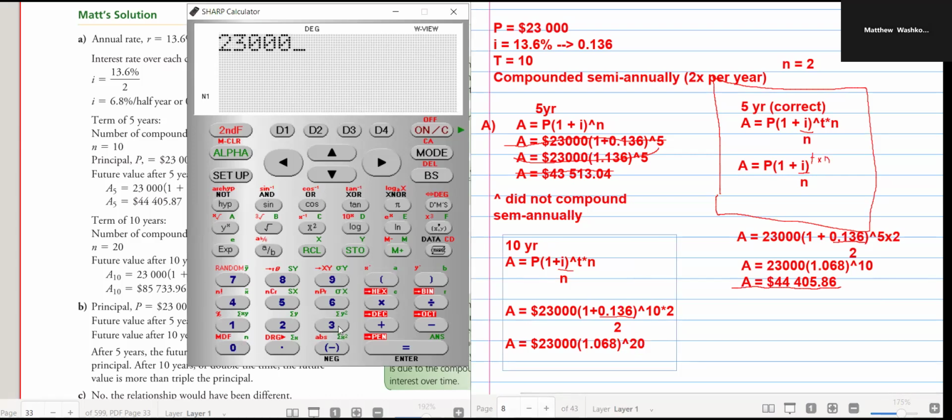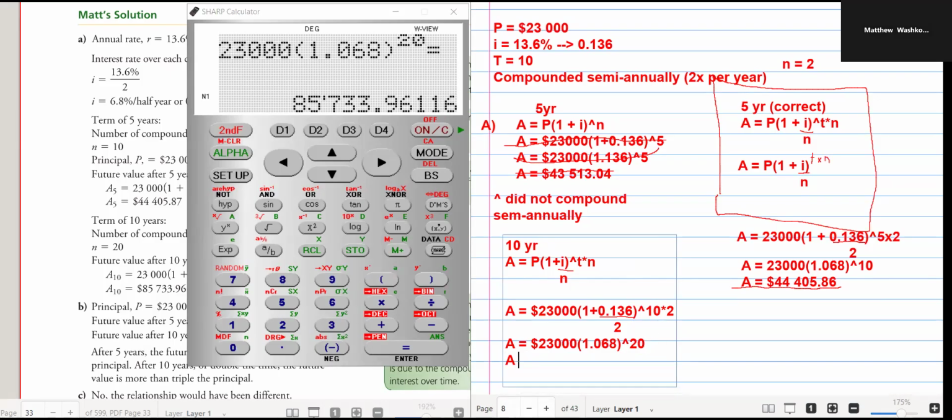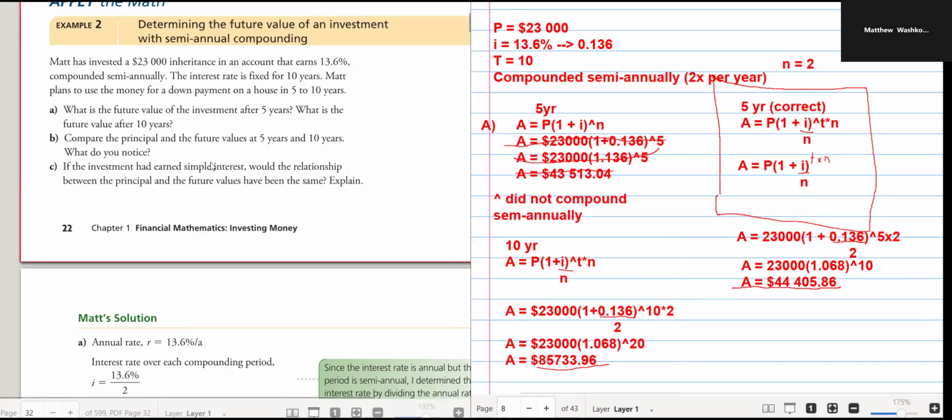So $23,000 times 1.068 to the power of 20. And I can see a 10-year loan, in this case, left in there for an extra 5 years, is $85,733.96. So, question A again asked us, what is the future value after 5 years? Check. What is the future value after 10 years? Check. I have my answers. Here are the future values after 5 and 10 years, respectively.